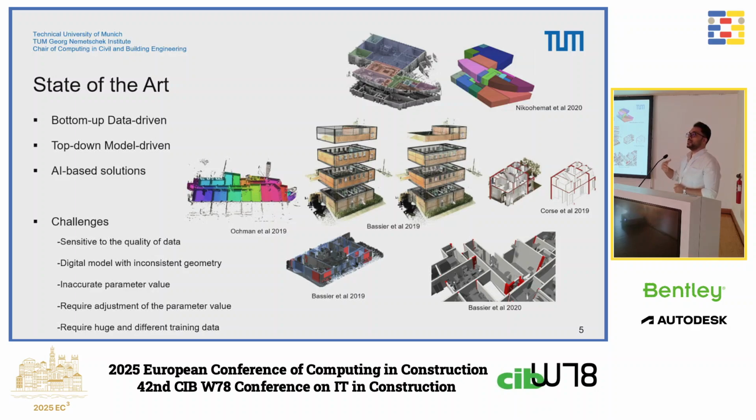That means that the resulting digital building model can represent inconsistent geometry and inaccurate parameter values. It also means that these methods are mostly case-oriented, from one dataset to another. They need to adjust the parameters of the algorithm for better performance, and it actually reduces the level of automation and, of course, hinders its application for scalability.